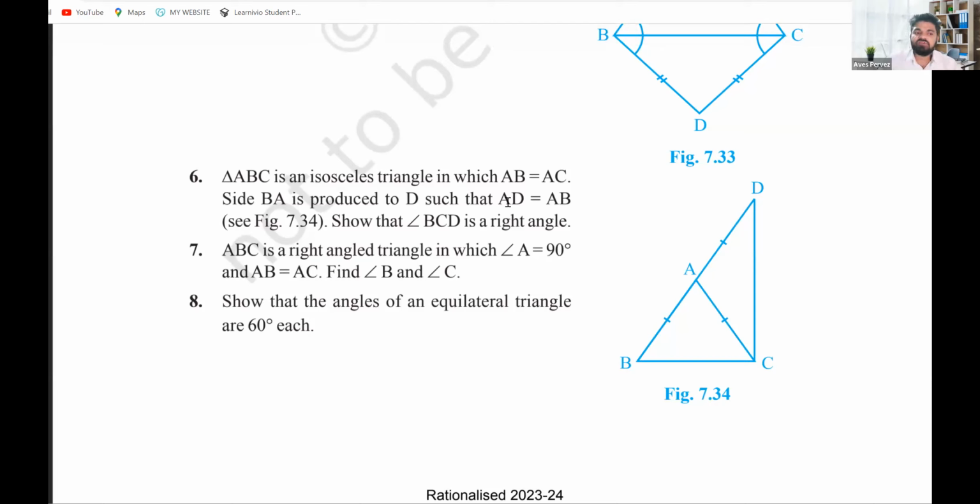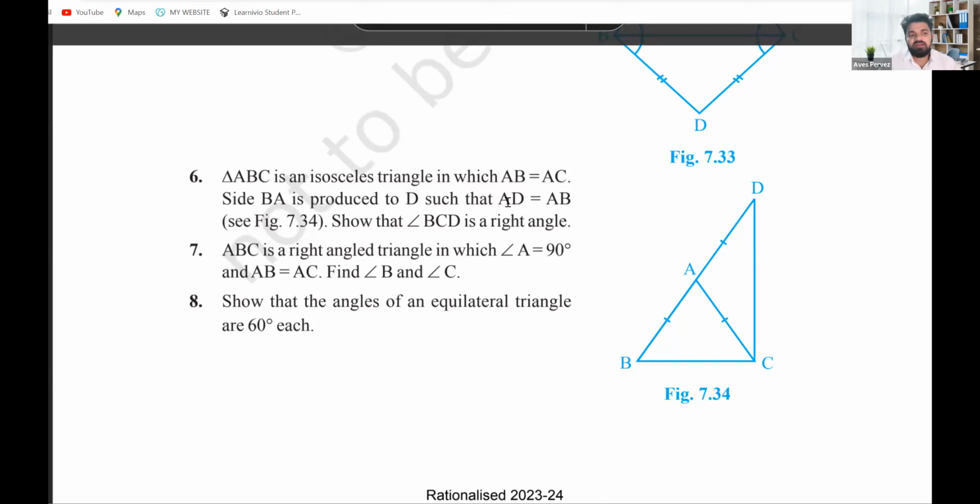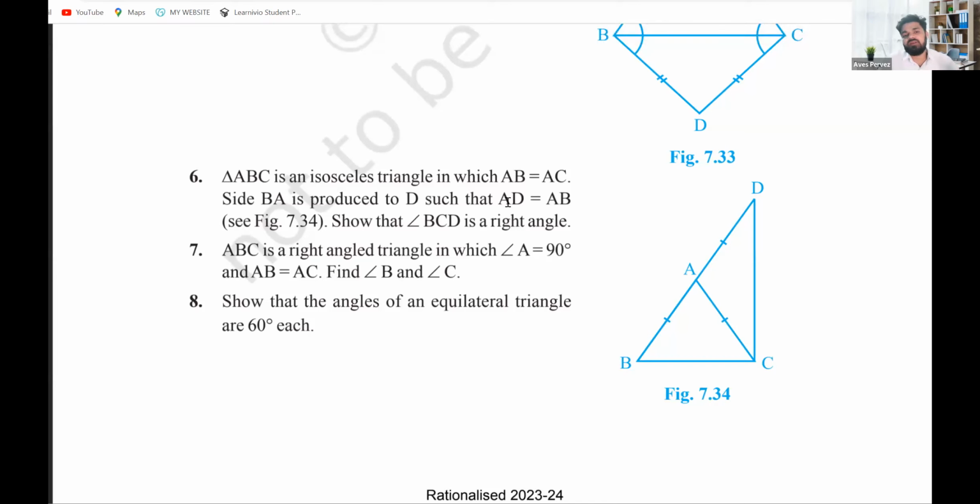Then tell me, how will you solve this question? Alvina, what do you have in your mind when we say ABC is an isosceles triangle? We'll have two equal sides and two equal angles.